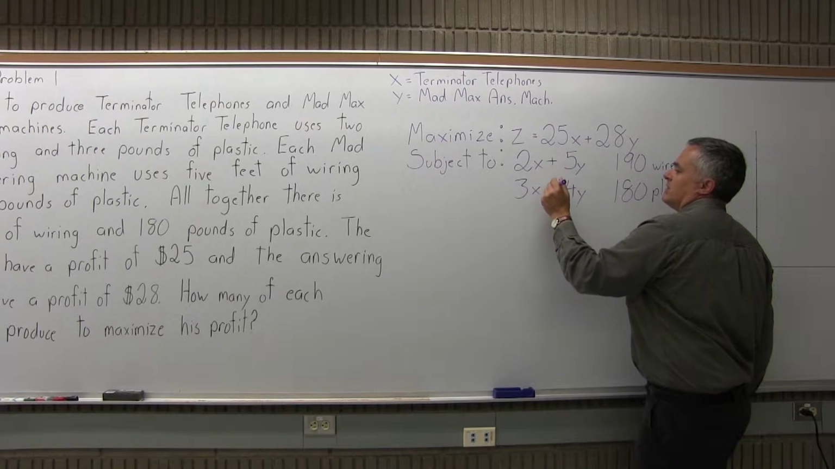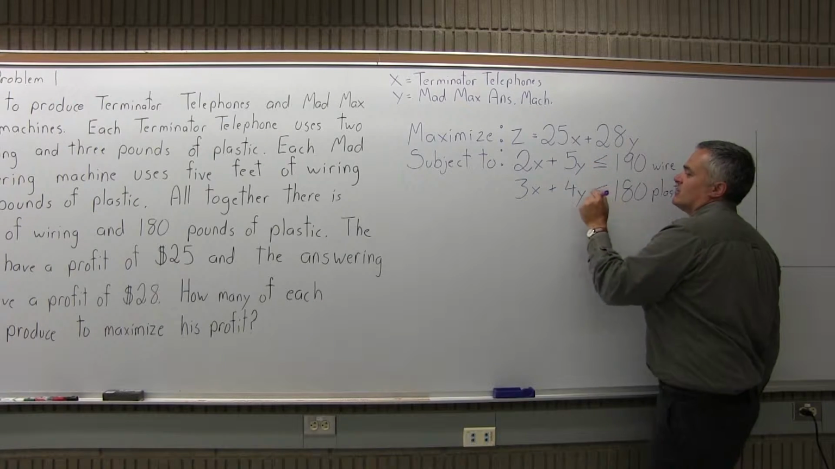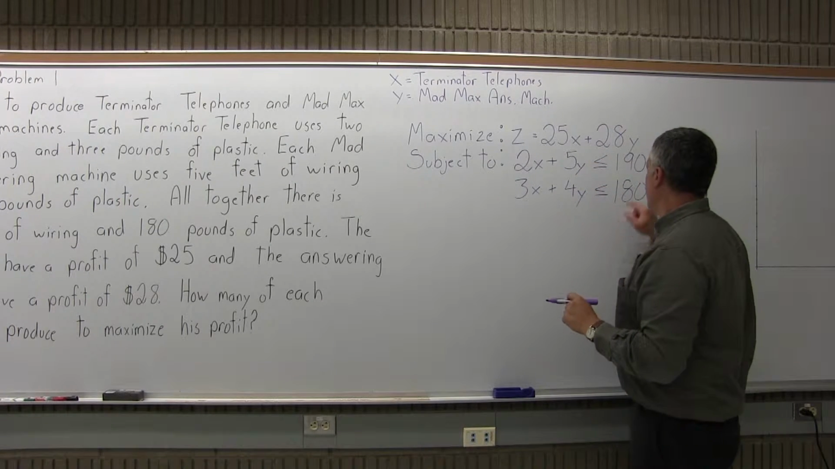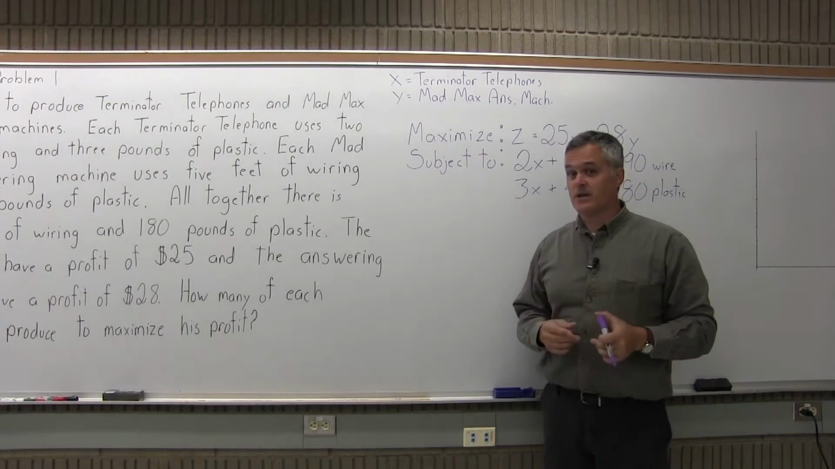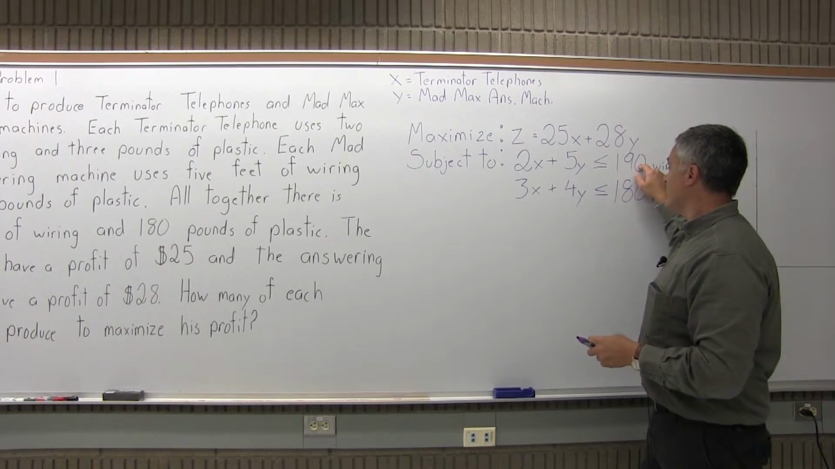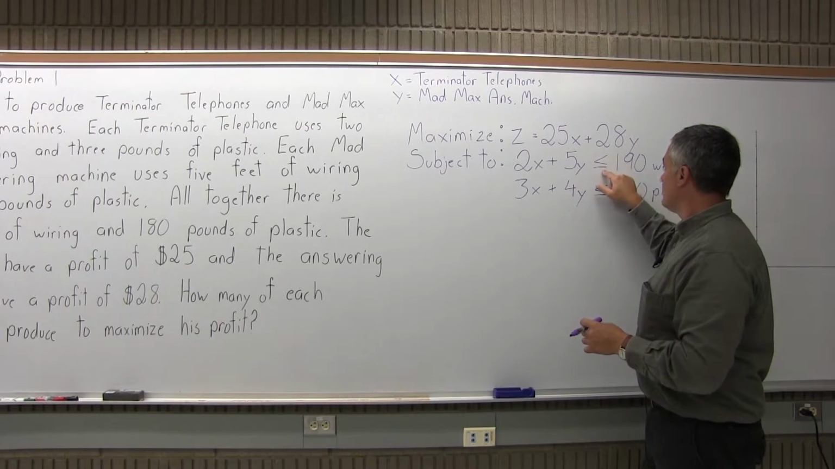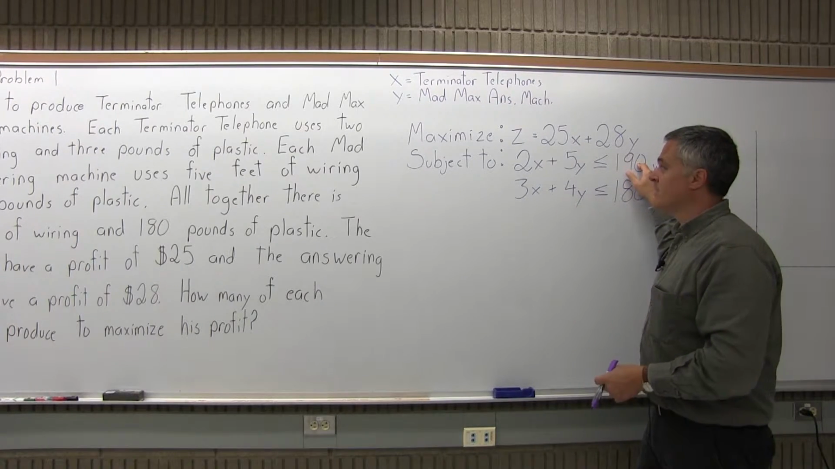Now they're going to have a plus, and the inequality symbol is going to be less than or equal to. If there's 190 feet of wiring available, you can use up 180 feet, all 190 feet, but you can't go beyond 190. The amount you use must be less than or equal to. You cannot use 192 feet of wiring because you just don't have it.